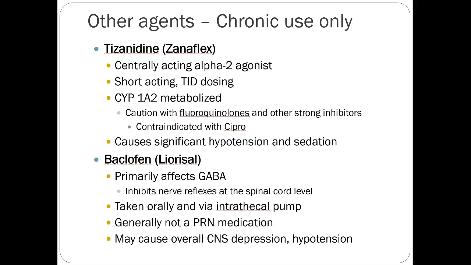Tizanidine and baclofen are probably the two most common long-term chronic antispastic agents I see. I'm not going to talk about them too much, other than that tizanidine is frequently dosed TID, and baclofen is often dosed QID. The one thing to note about these is they aren't used as needed. Every once in a while you see somebody on as-needed tizanidine or baclofen, but it's much more common to see somebody on scheduled baclofen or tizanidine. That's probably because they have some chronic brain injury or spine injury where they have chronic spasticity. That's why they're taking it.